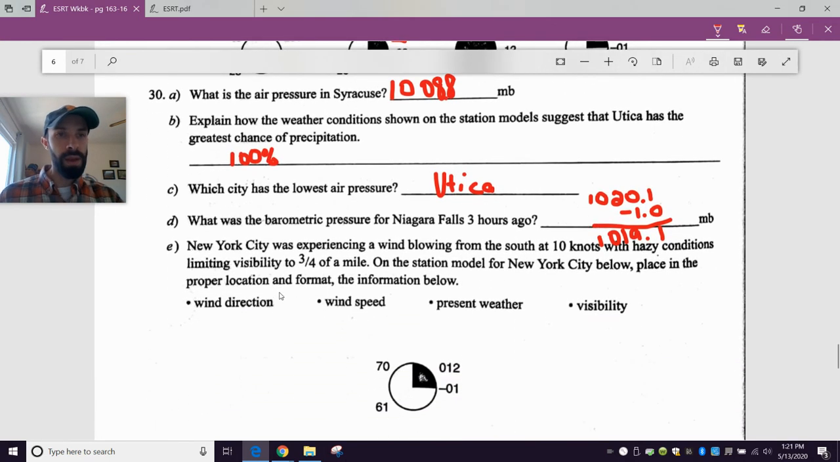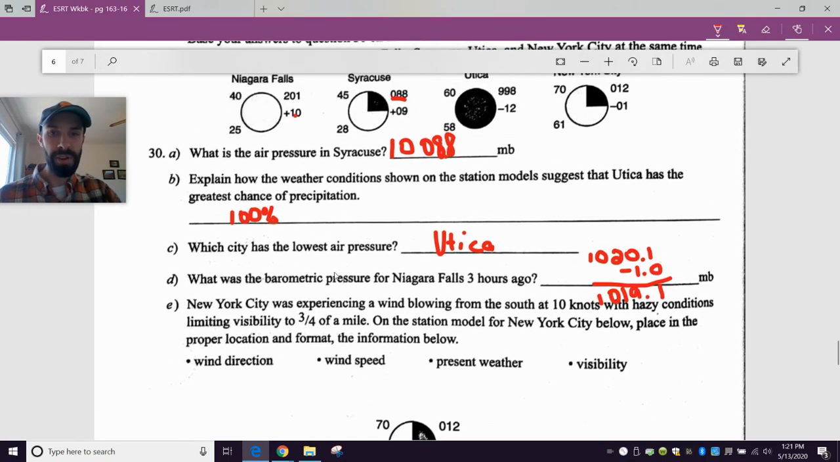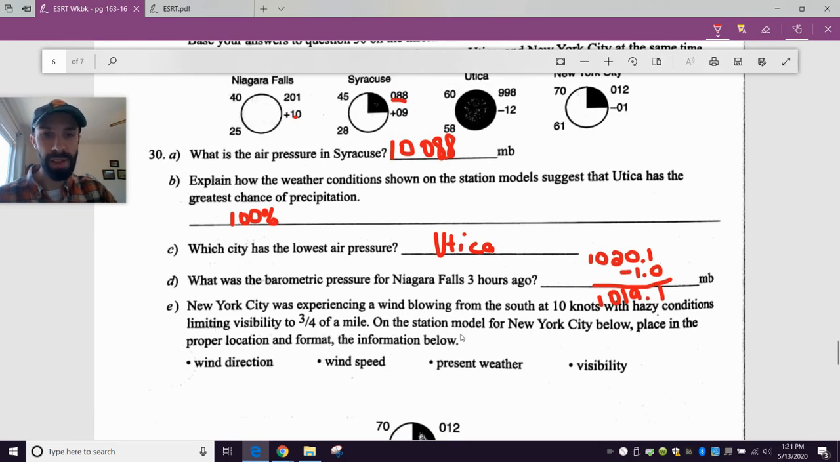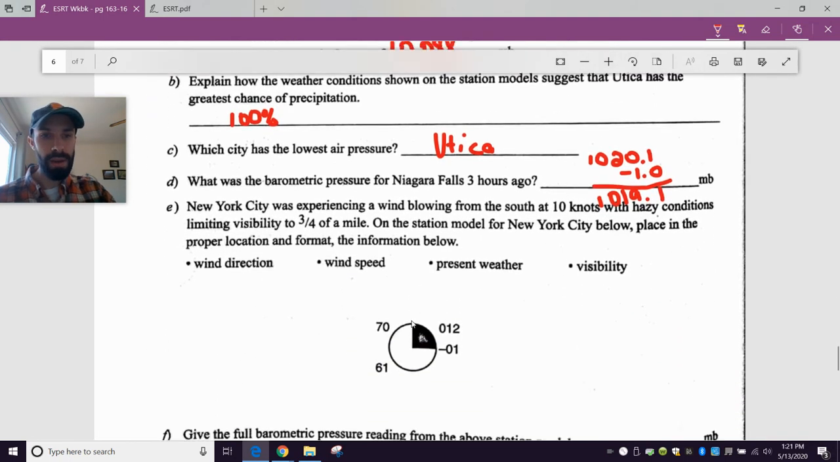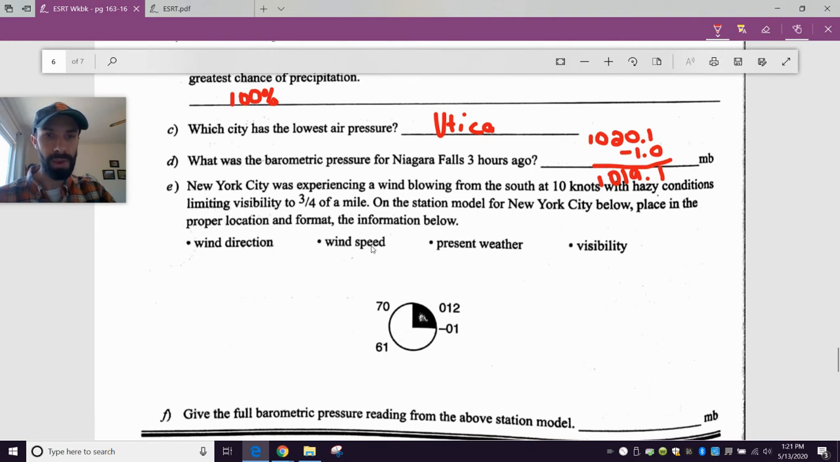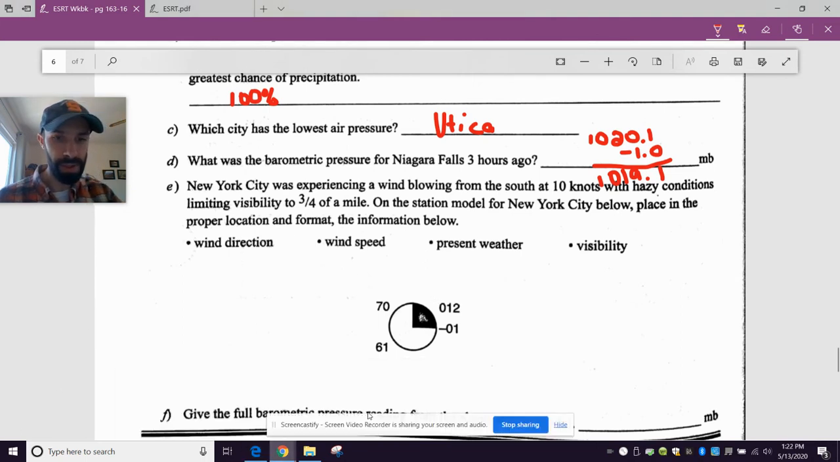Okay. New York City was experiencing a wind blowing from the south at 10 knots with hazy conditions, limiting visibility to 3/4 of a mile. In the station model for New York City, draw the information. Okay, so we have to add some stuff here. So let's think about this a little bit. We have to draw, place in the proper location, and format the information below.